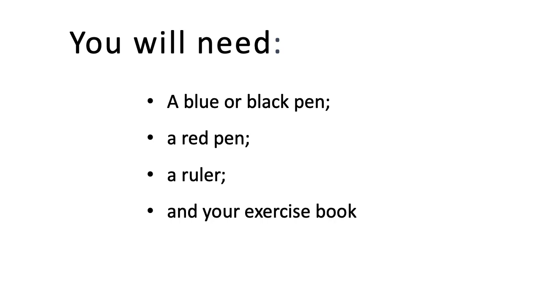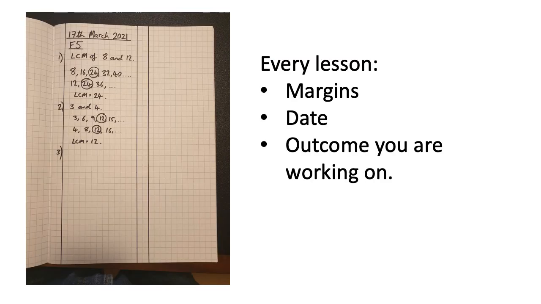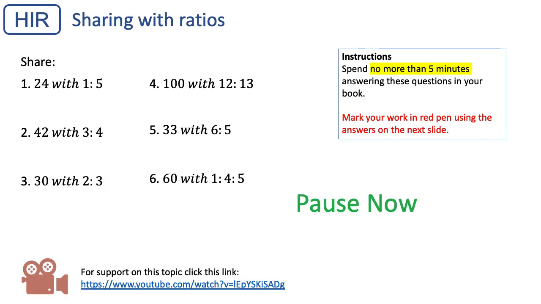Before you start work, remember to write the date and draw margins in your book. Don't forget to always write down which outcome you're working on and the question number in the margins. Your HIR today is on sharing an amount with ratios. Please spend no more than 5 minutes answering the questions in your exercise book. The answers will be shown shortly.